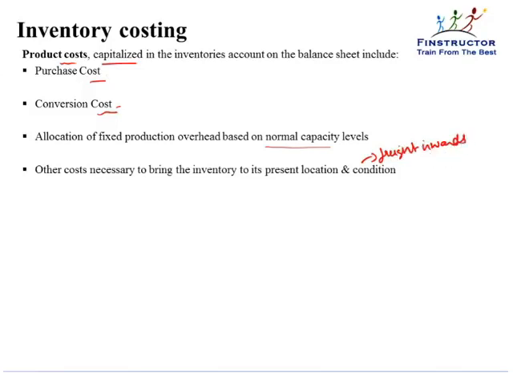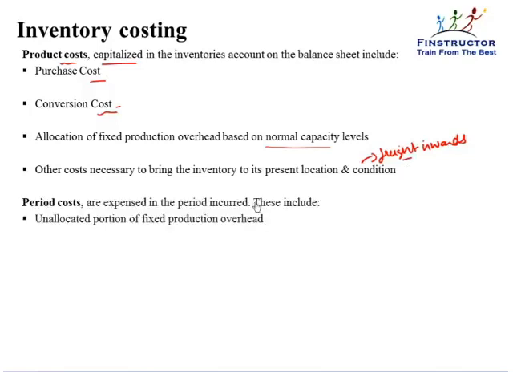So I need to carry material from the mine to my plant, and it has to be transported within the plant in various processes. So that freight can be loaded onto the cost of inventory. The other set of costs are called period costs, and these are not allowed to be capitalized to the cost of inventory. Rather, they need to be expensed as they are incurred.